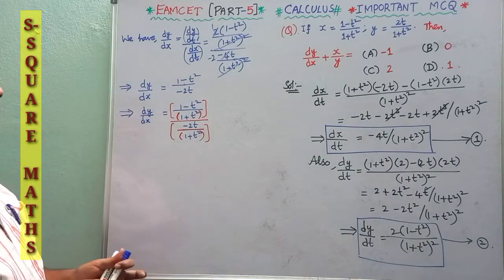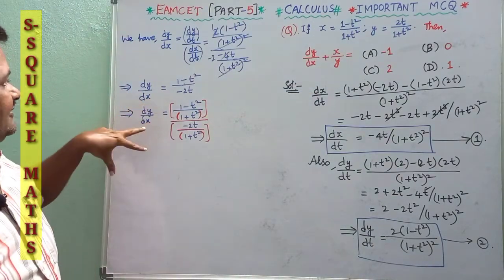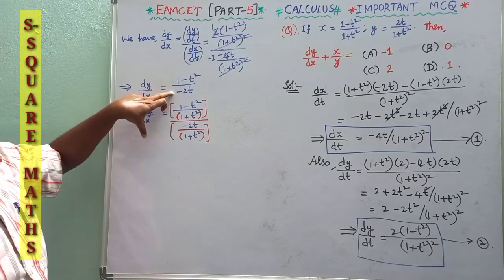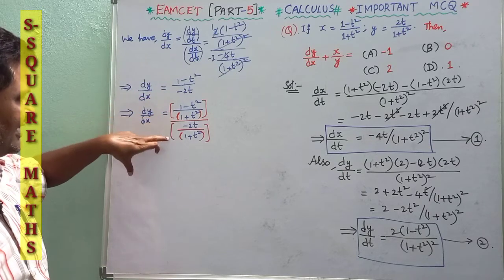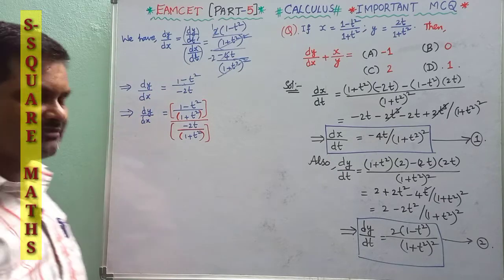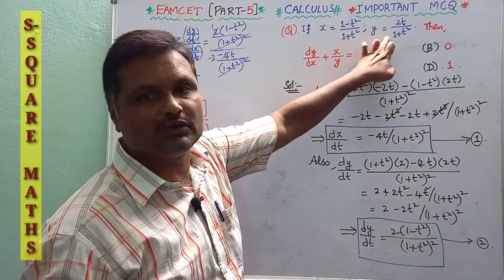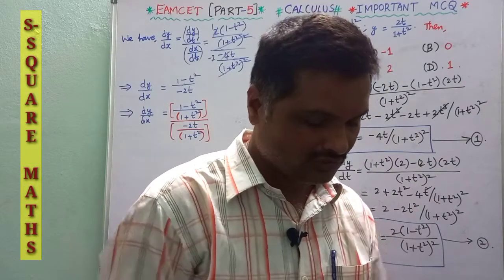But if you observe carefully, this is 1 minus t square by 1 plus t square by minus 2t, and this one is minus 2t by 1 plus t square. But here I have this part 2t by this one. So now I am going to do it in a simplified form. Look over here.